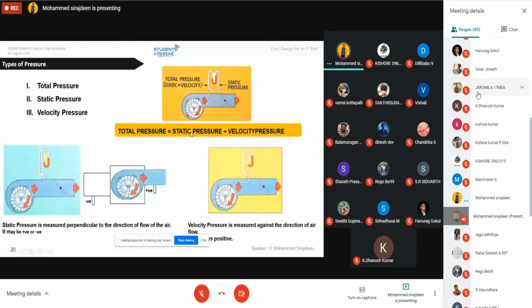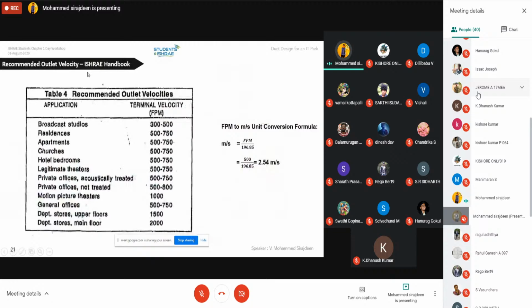But it will be useful when we are going to calculate the external static pressure. In those cases we have to know about the static pressure and velocity pressure. Okay. Then recommended outlet velocity. What is the recommended outlet velocity suggested in the ISHRAE handbook? Since it is a short snippet, I cannot convert it into meters per second. It would be better if I converted it into meters per second, but you also have to know how to convert FPM into meters per second.